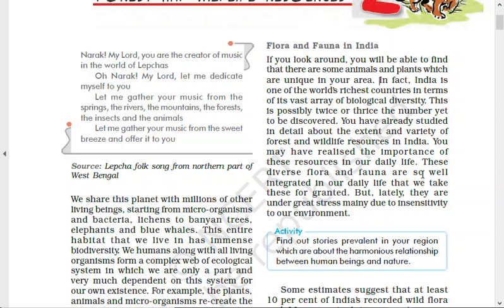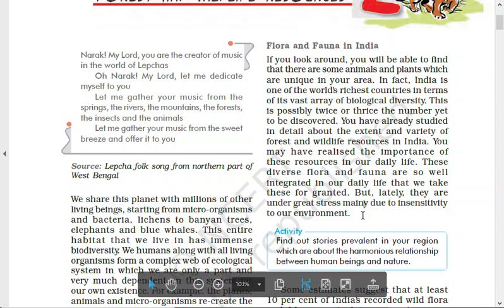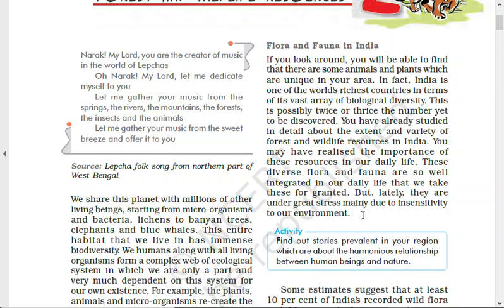So these diverse flora and fauna are so well integrated in our daily life that we take them for granted. That means we don't care much. We do not know the complexity of those things. But lately they are under great stress, mainly due to insensitivity to our environment. Because of the rising population, we are clearing our forests and polluting a lot, and because of that this diversity is in danger. Other species are either extinct or in danger.